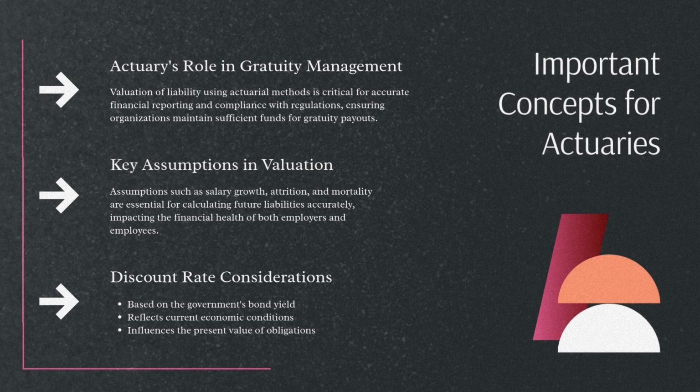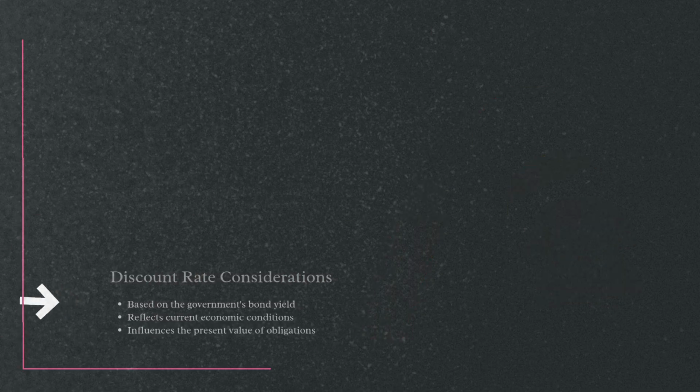Third, assumption setting, making assumptions about salary escalation, attrition rates, and mortality tables. Fourth, providing AS 15 or Ind AS 19 reports. These reports are mandatory for auditors to certify accounts. Fifth, advising on funding policy, whether to keep gratuity unfunded or fund through an approved gratuity trust. So, in short, the actuary plays a key role in ensuring compliance, fairness to employees, and transparency to shareholders.